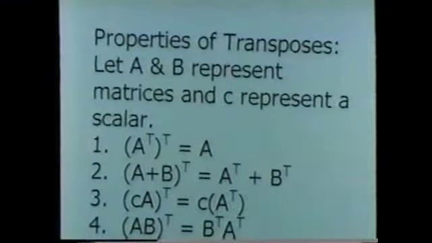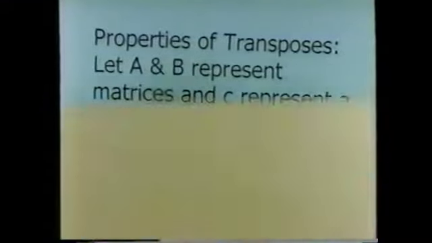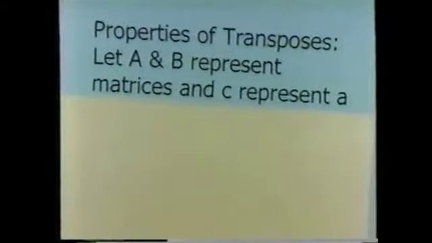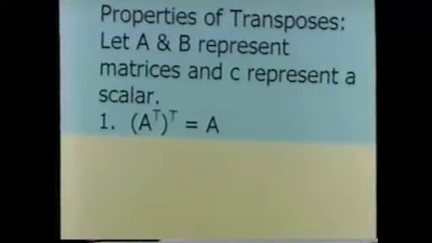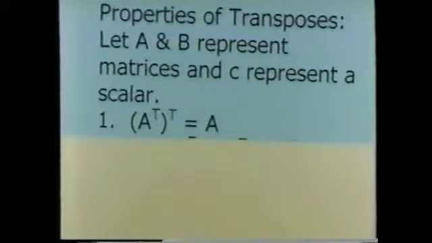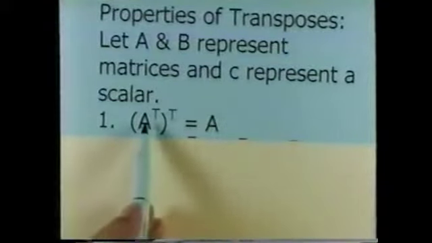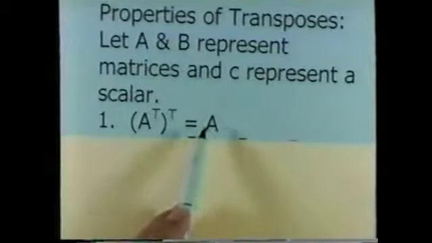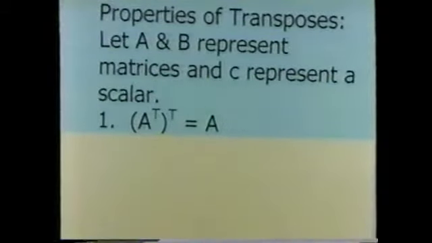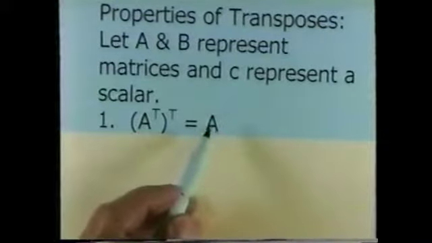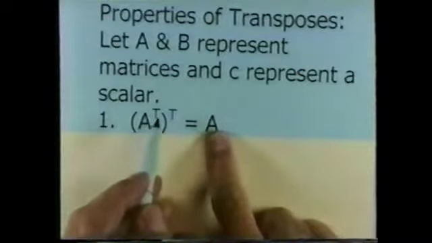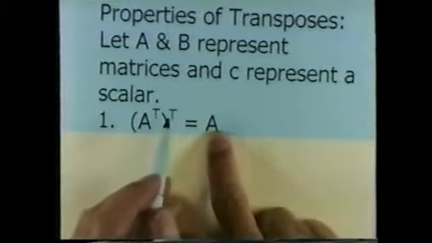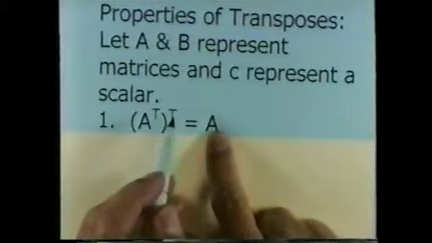Let's look at some of the properties of transposes. Let A and B represent matrices and C represent a scalar. In other words, C is a real number. The transpose of A transpose is A. So that's pretty logical. Just think about it. I start with A. I interchange the rows and columns. I get A transpose. Now if I interchange the rows and columns again, I'm back to A.